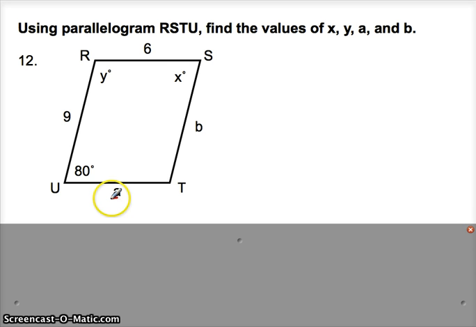If I'm looking for A on the bottom, it should be equal to the opposite side, which is 6. Likewise, if I'm trying to find B, it should equal the opposite side, which happens to be 9. Looking at the angles, X and the 80 are opposite angles, so they should be the same. So X is 80.